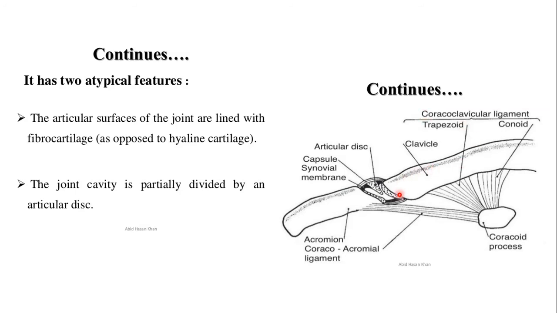And in this joint, you can see these are the articular surfaces. The articular surfaces of the joint are lined with fibrocartilage. And this articular disc is incomplete. It is very important. It is incomplete. So the joint cavity is partially divided by this articular disc.